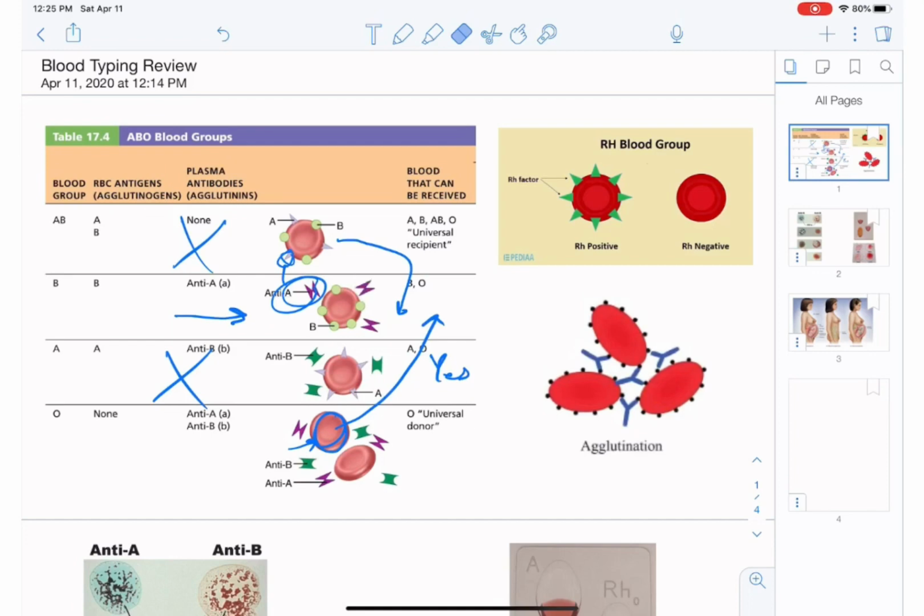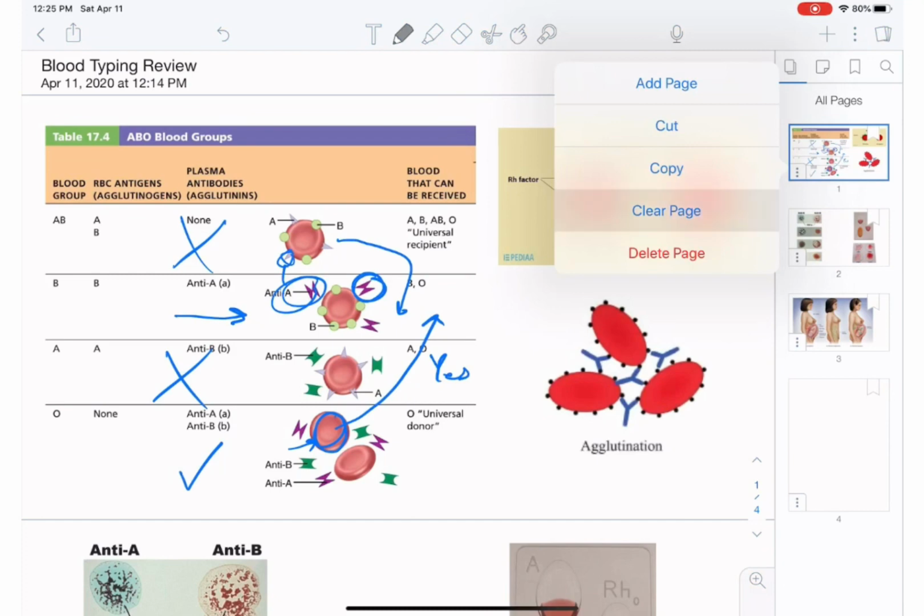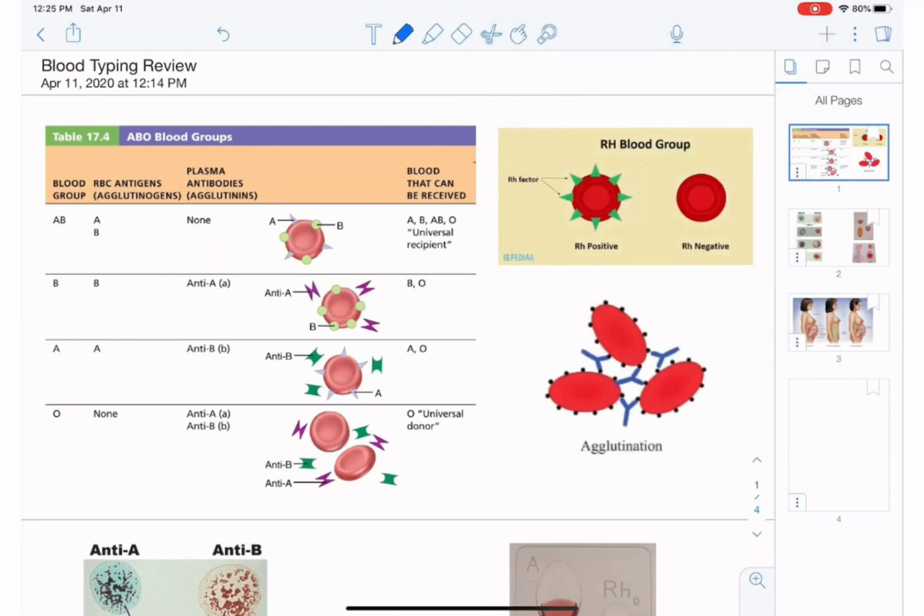Okay, these anti-A antibodies would have nothing to attack. So that is an acceptable donation. So who can a type B individual receive blood from? They can receive blood from an O individual and also a B individual, from another B individual, because another B individual, again, is just going to have B antigens and they won't have any A antigens on them.